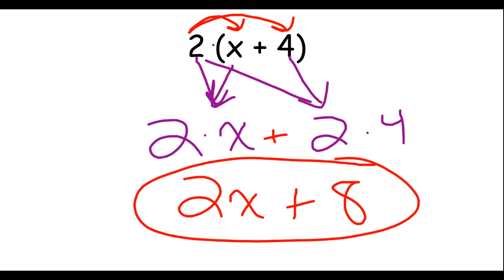It doesn't look any more simplified, for example, than 2 times x plus 4, but to use the distributive property rewrites the expression without parentheses, as in this case 2 terms, 2x plus 8. So that's what we're after at this point using the distributive property.